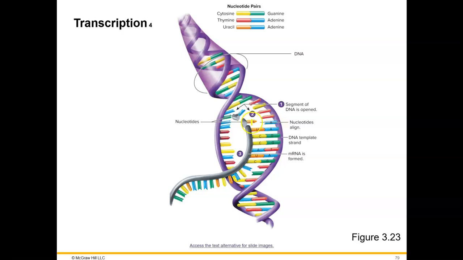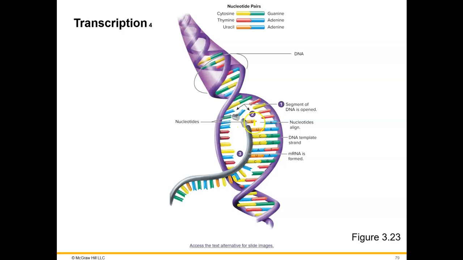So A is going to pair with U, G is going to pair with C, and C is going to pair with G. But if the DNA has a T, then the messenger RNA is going to be an A, because A always pairs with T and C always pairs with G. But in RNA, if the DNA nucleotide is an A, it's going to complementary pair with a U in RNA, because RNA does not have a T.